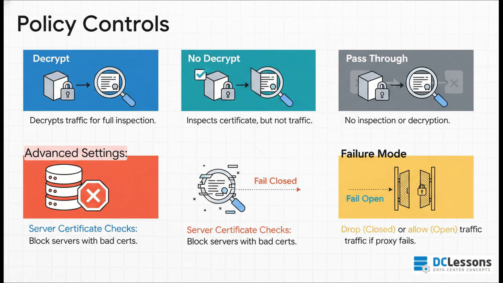Then you've got these global settings. You can block connections to sites with bad certs, and this is a big one, the failure mode. If the proxy service itself has a problem, what do you do? Do you fail closed, blocking the traffic to prioritize security, or do you fail open, letting it go through uninspected to prioritize keeping users online? That's a major business decision right there.